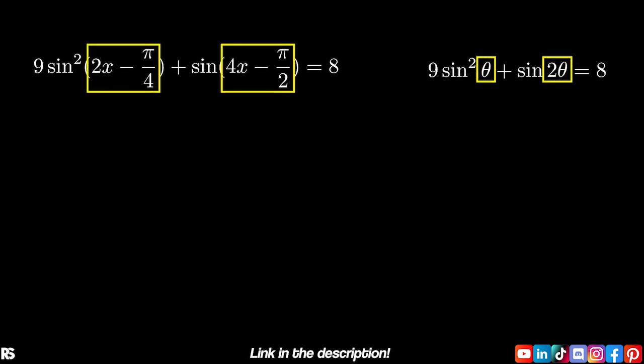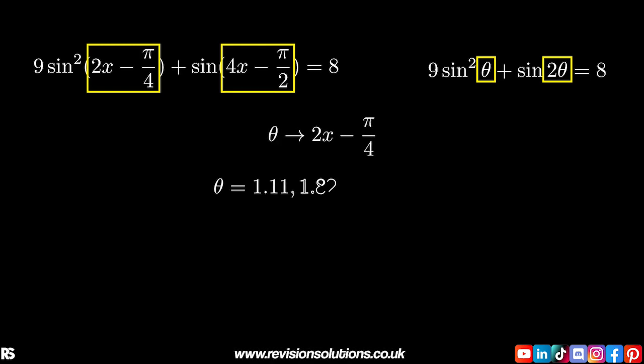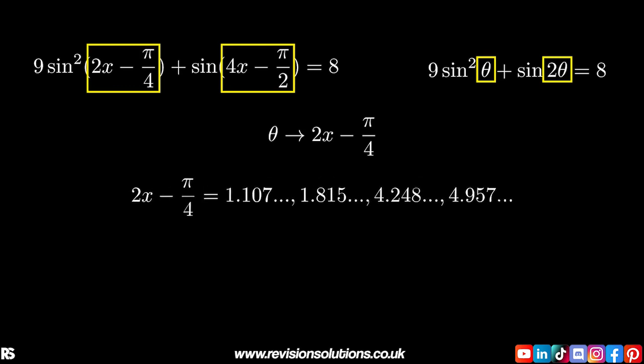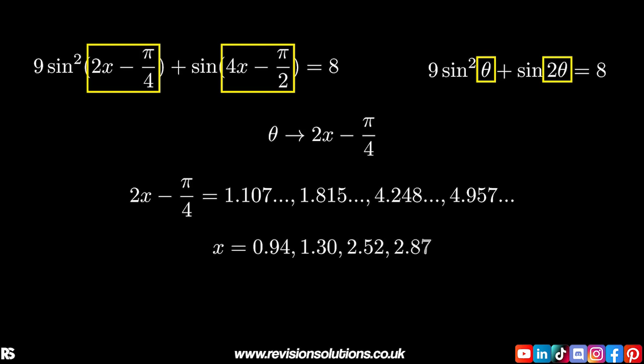If we compare the arguments of the sin functions, we can see the equations are the exact same, except theta has now become 2x minus pi on 4. This means our old solutions for theta are now the solutions for 2x minus pi over 4. If we now solve for x, we retrieve the following solutions.